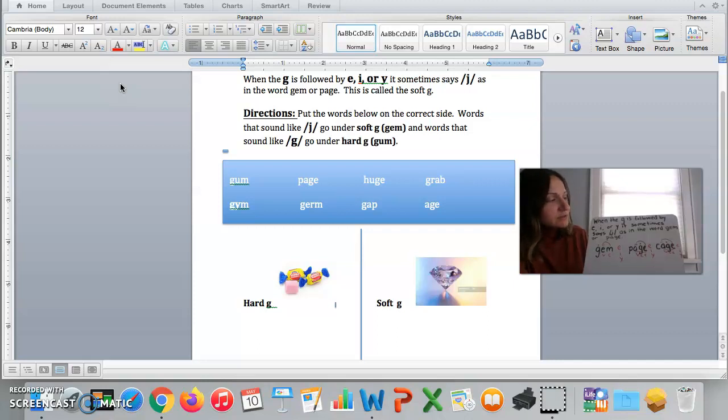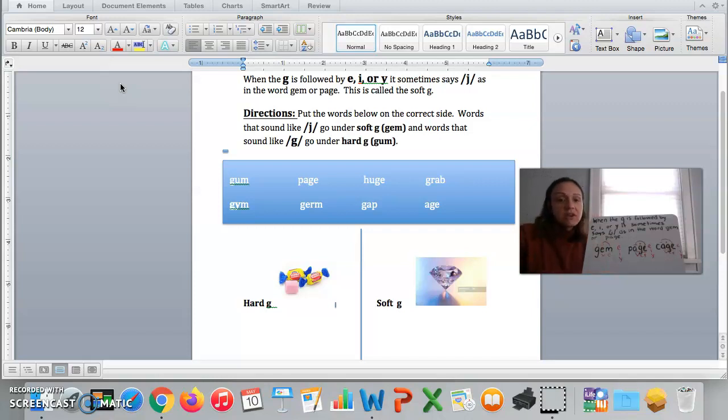So boys and girls, what did we learn today? We learned when there's an E, I, or Y after our letter G, our G will make the J sound. Excellent.